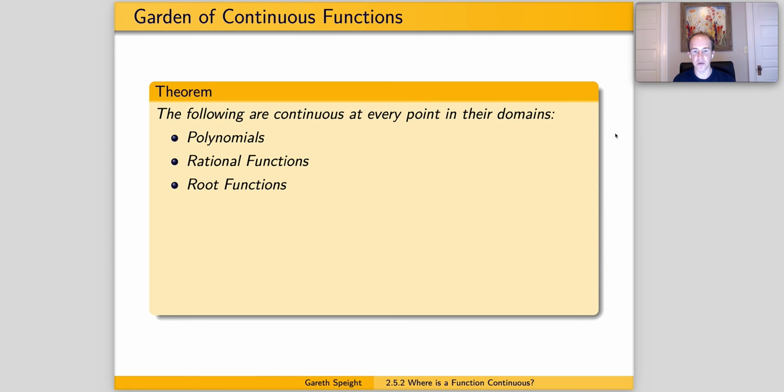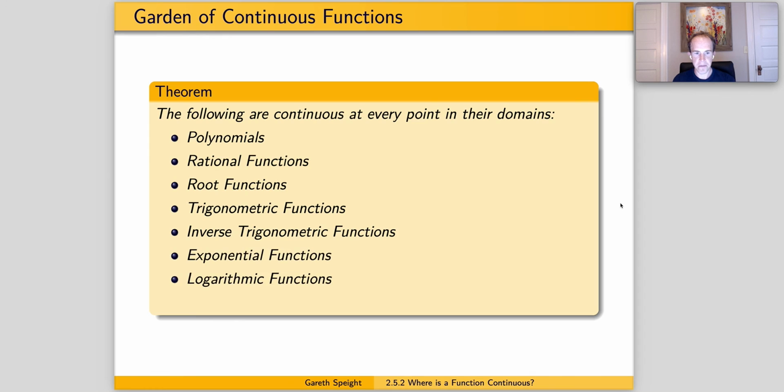And the domain of those is whenever the bottom is non-zero. So they're continuous whenever the bottom is non-zero. And then root functions, so for instance, square root x, cube root x, things involving those expressions, those are continuous. And then trigonometric functions and inverse trigonometric functions are continuous everywhere in the domain. For instance, sine and cosine are continuous everywhere. Tangent is continuous when the bottom is non-zero, so when it's defined, and so on.